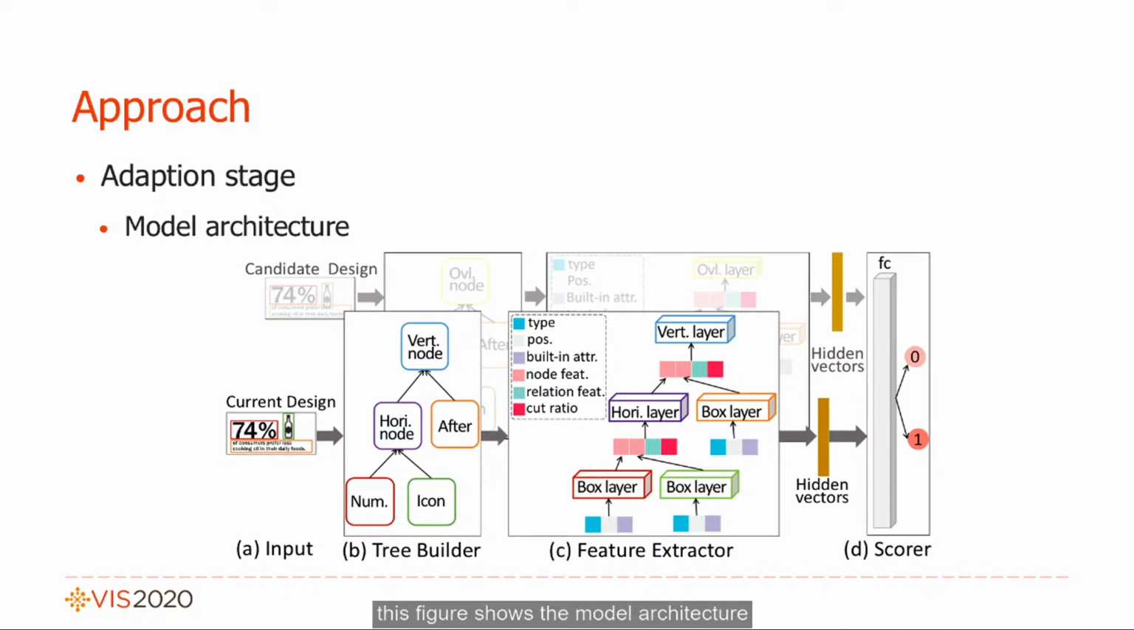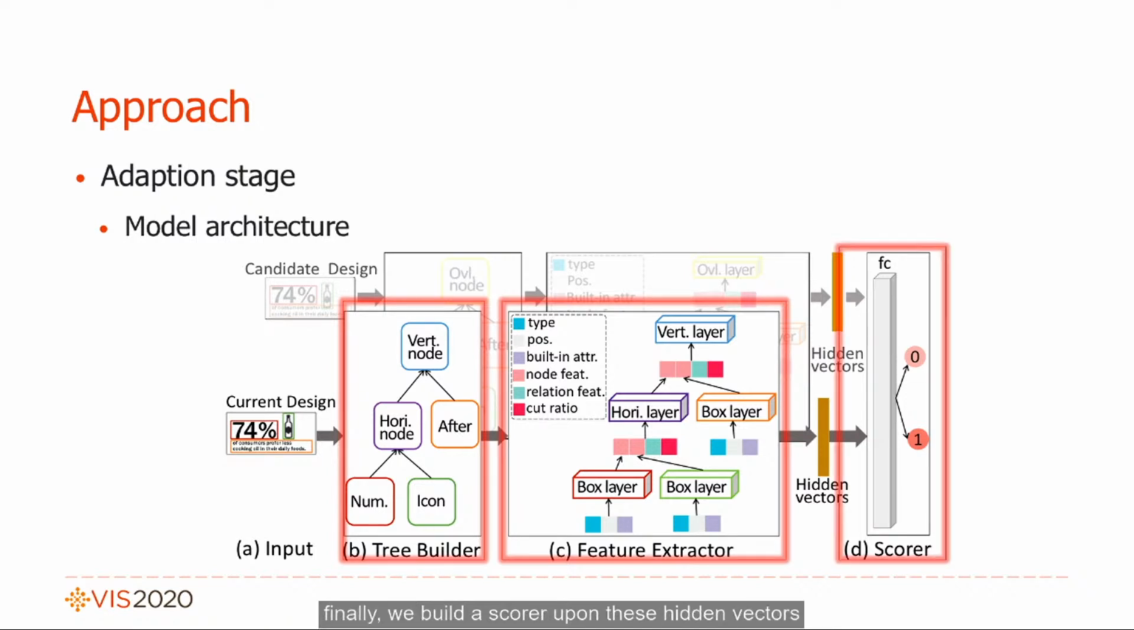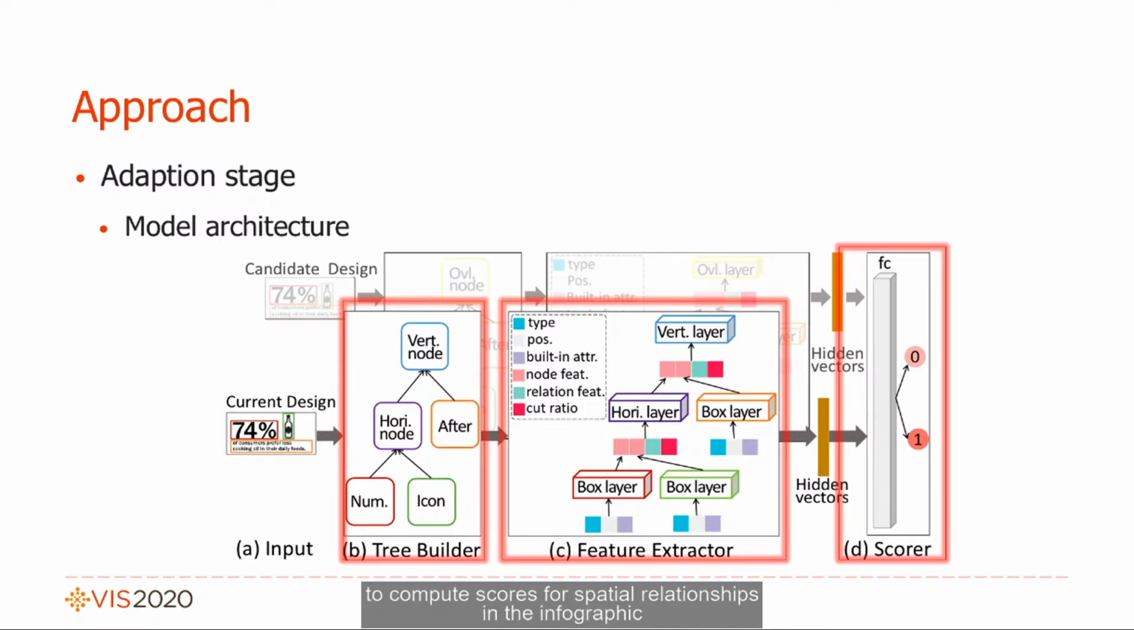This figure shows the model architecture. First, as infographics are inherently hierarchical, we introduce a tree constructor to transform the infographic into a hierarchical tree in a top-down fashion. Then, the feature extractor, which is a recursive neural network, is used to encode the infographic into hidden vectors according to the hierarchical tree in a bottom-up manner. Finally, we build a scorer upon these hidden vectors to compute scores for spatial relationships in the infographic.